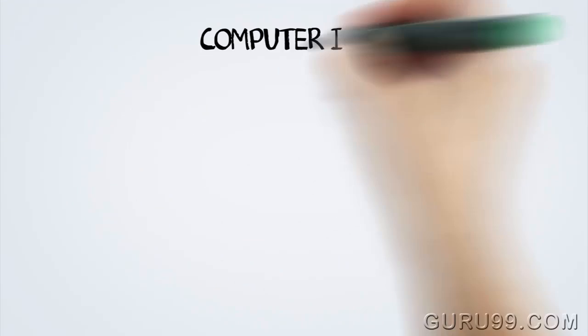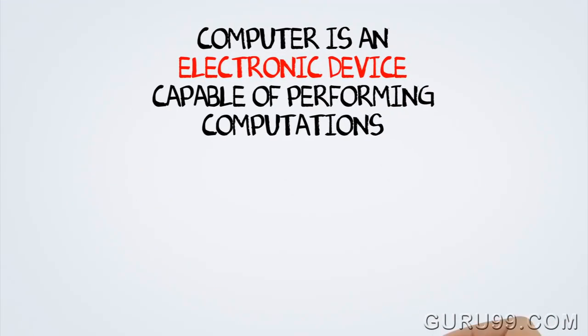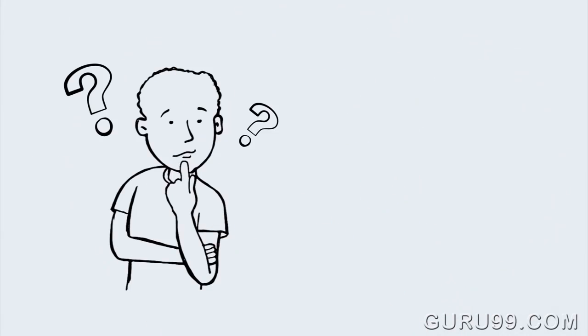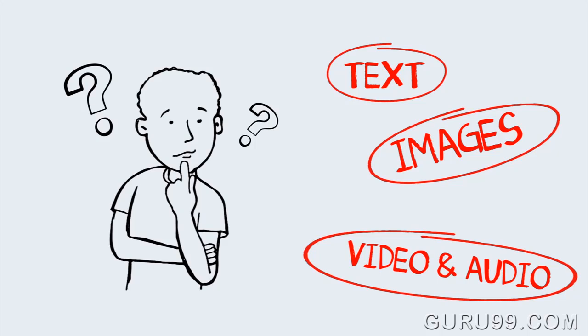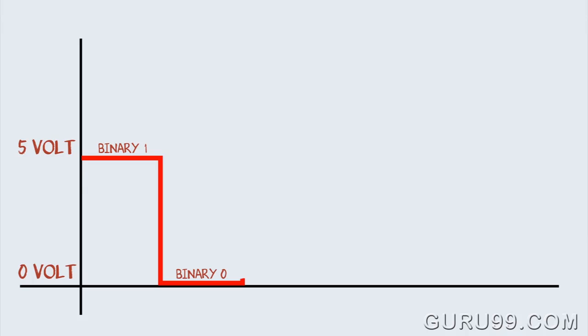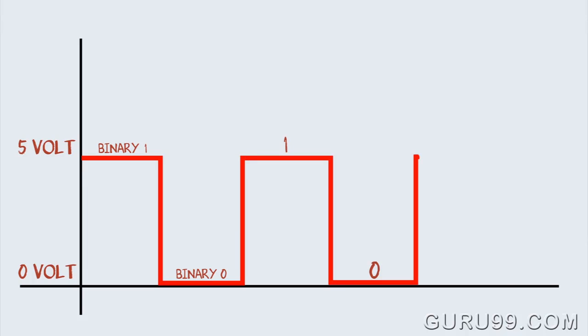Coming back to our definition of computer, you may have noticed the keyword electronic. Thinking of it, if a computer is an electronic device, how can it understand and display text, images, videos, and other rich media information? Well, a computer understands only electronic signals, where a 5-volt current represents a binary 1 and a 0-volt current represents a binary 0. Your PC is continually bombarded with these electronic pulses, which it interprets.